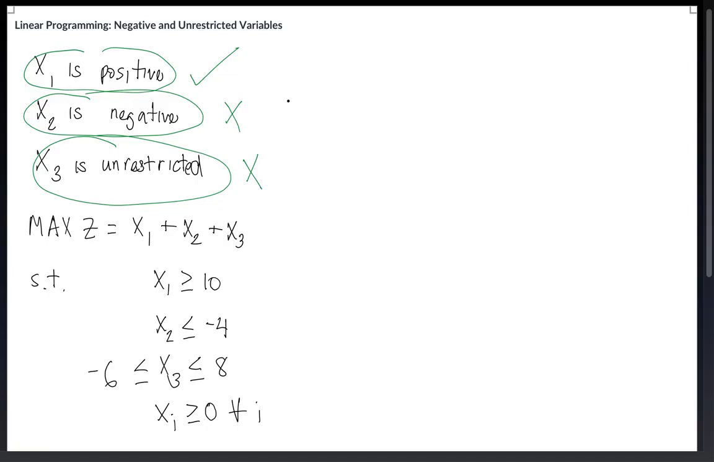So how do we do this? First, for x sub 1, we can leave it as is, right? Because x sub 1 is already positive. So we can just put, for the sake of putting it here, x sub 1 equals x sub 1. And in our objective function, we can just leave it as is also. Max z equals x sub 1 stays here. Subject to the x sub 1 constraint also stays there, right?